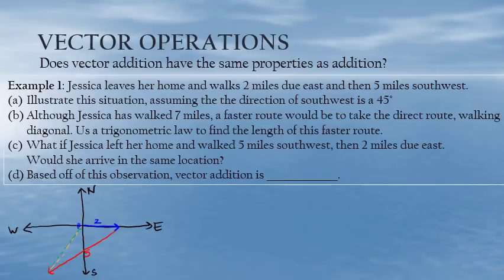Let me call that faster route, how about if I call it C? And what I want to do in order to find that value of C is identify some of the things that I know. And it appears that I know two lengths, and I'm trying to find the third. And it looks like I also know, because I turned 45 degrees, that the angle between the two vectors is a 45-degree angle.